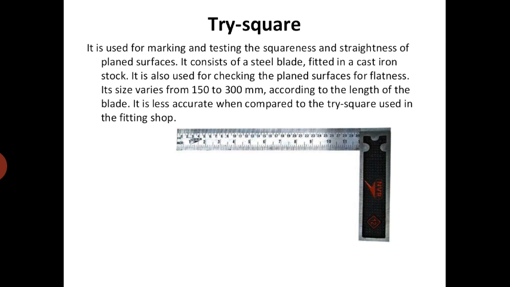Next is tri-scale. It is used for marking and testing the squareness and straightness of a planed surface. It consists of a steel blade fitted in a cast iron stock. It is also used for checking the planed surface for flatness. Its size varies from 150 to 300 mm according to the length of the blade. It is less accurate when compared to the tri-scale used in the fitting shop.